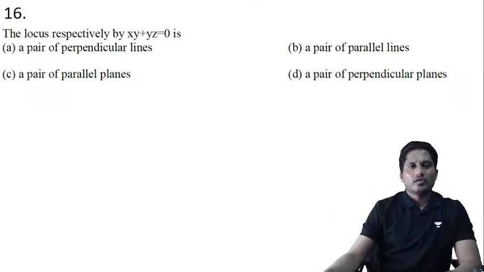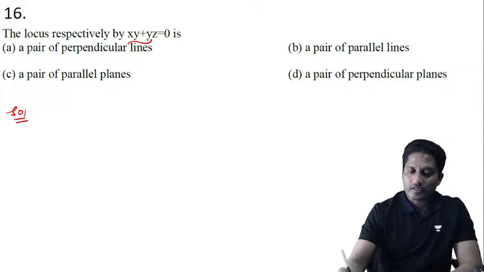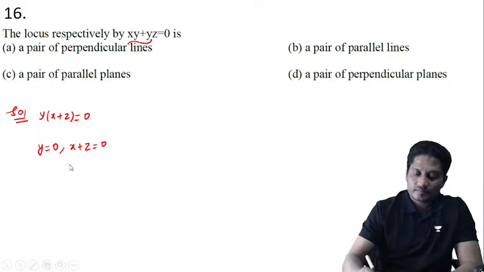Question number 16. The locus represented by this plane is: take y common. You get x plus z is 0, right? y is equal to 0. x plus z is equal to 0.